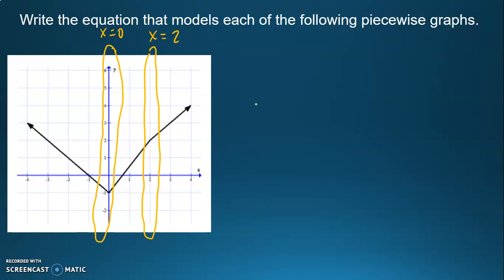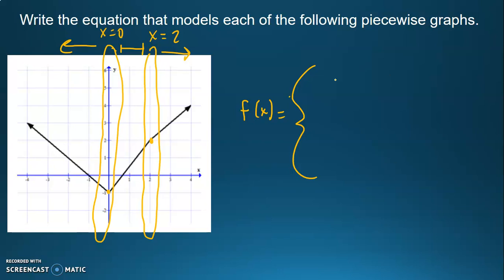So when I set up my equation, I'm going to have 3 rules. I'm going to have one rule for when x is less than 0, one rule for when x is between 0 and 2, and one rule for when x is greater than or equal to 2. Now, because everything meets at a colored in dot, I can put the or equal to's, the bars that go underneath it, wherever I want.